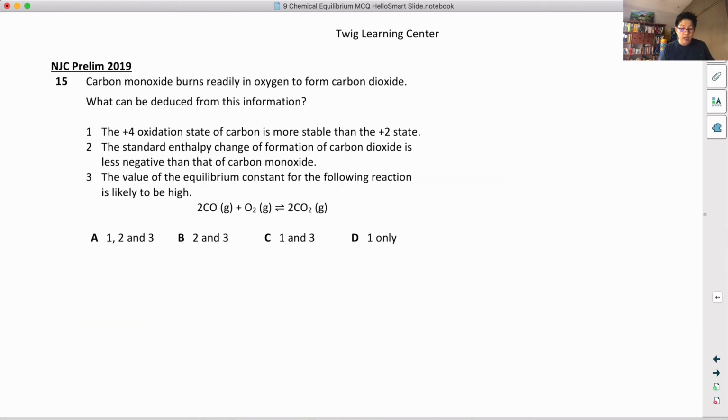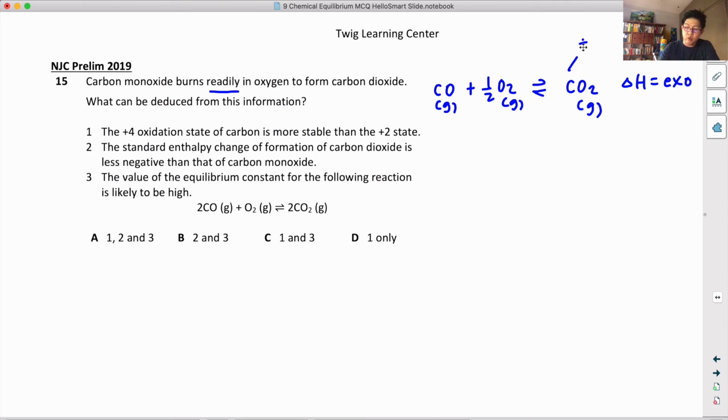Question 15. Carbon monoxide burns readily in oxygen to form carbon dioxide. So the equation should look something like this. This is combustion, and combustion is an exothermic reaction. Anyway, they told you it happens readily, so normally it should be exothermic. The +4 oxidation state of carbon is more stable. That's true. In carbon dioxide, the +4 is more stable than the +2. This is +4, this is +2. So I think this one is correct, because it happens readily. CO2 is energetically more stable, at a lower energy level.